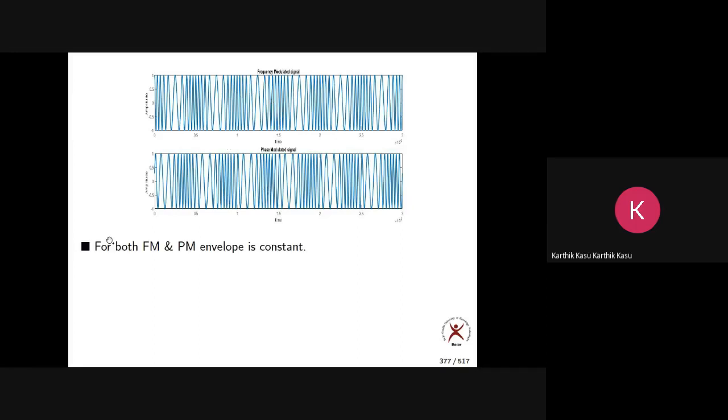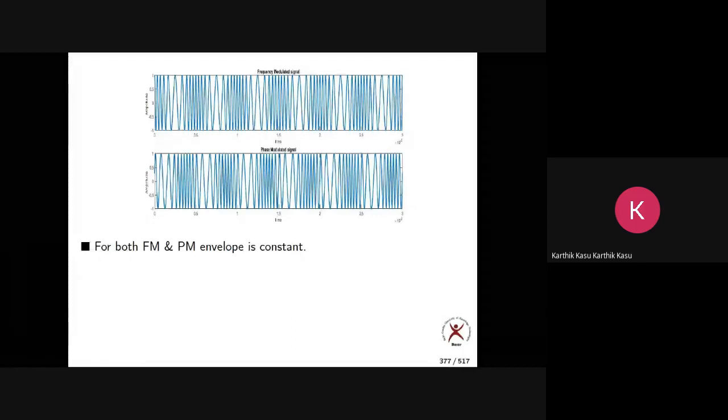So let us make some observations about the FM and PM waveforms. Both have a constant envelope. Why? Because here we are not changing the amplitude. We are changing only frequency or phase. That's why the amplitude will be constant, which means the envelope will be constant.